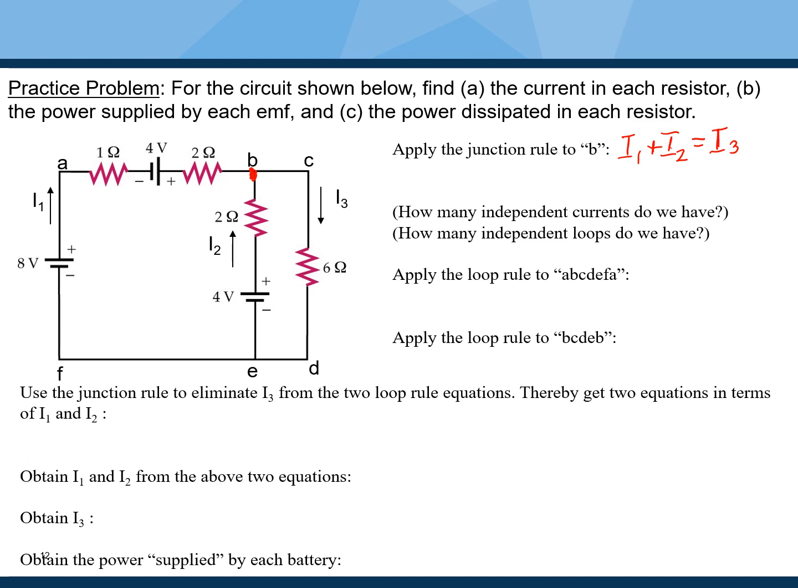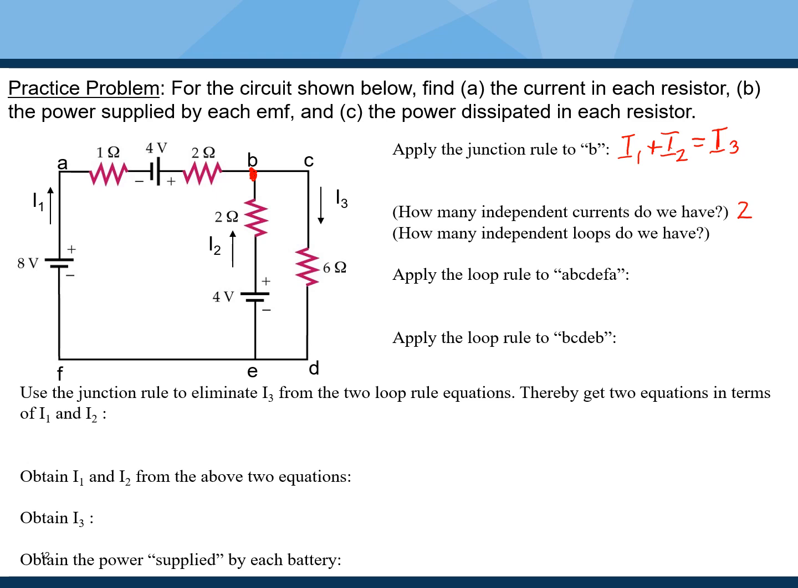Now the next question asked of us is, how many independent currents do we have? The answer is that I3 is not independent because it can be written entirely in terms of I1 and I2. Therefore, by application of the junction rule at junction B, we realize that we have only two independent currents that we could use. Now, you can go ahead and make your life more complicated by considering all the currents, but why would you do that? You just want to solve the problem in the simplest number of variables that there are, right? So let's say that the number of independent currents is 2.